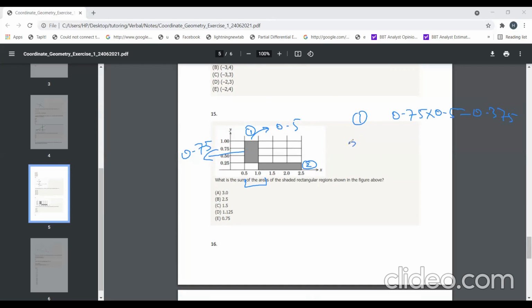Similarly, the area of rectangle 2 would be how much? What is this length? 2.5 minus 0.5, and this width is 0.25. This is also equal to 0.375. If we add these two, the area of the shaded region would be what? 0.75. That should be the answer.